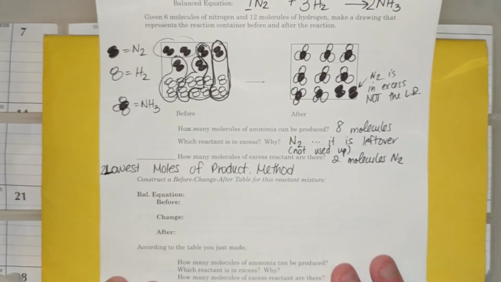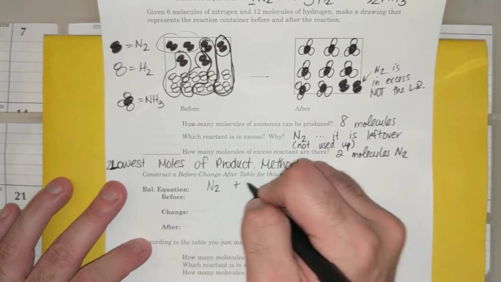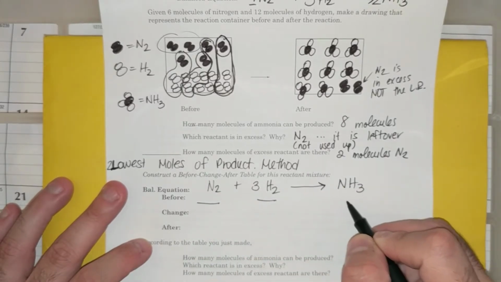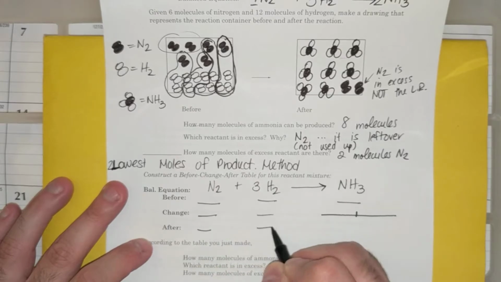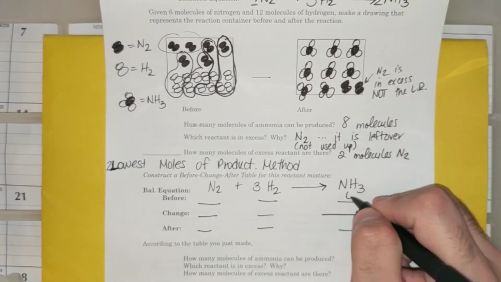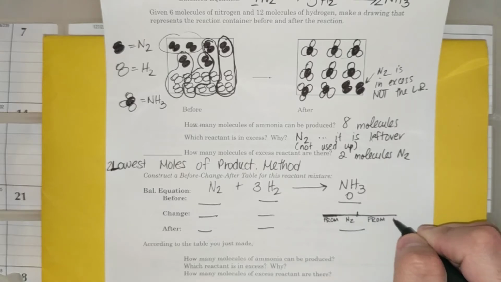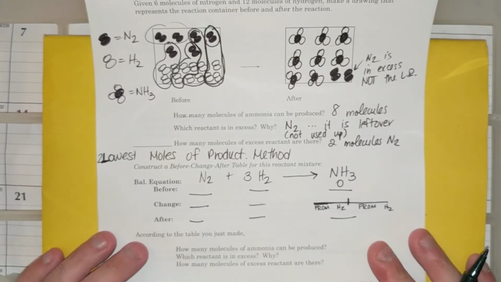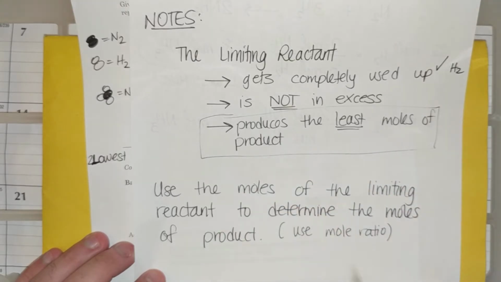We're going to do this BCA table a little bit differently. We're going to look at moles of product. So I'm going to write my balanced chemical equation, and I'm going to make this BCA table a little bit different now. Kind of have this split. Okay, I made a bigger line here. And I'm going to write from N2 and from H2. I'm going to do 2 different mole ratios and see whichever one gives me my lowest moles of product. Again, going back to my definition, it produces the least moles of product. My limiting reactant is a reactant that limits how much product can be made.